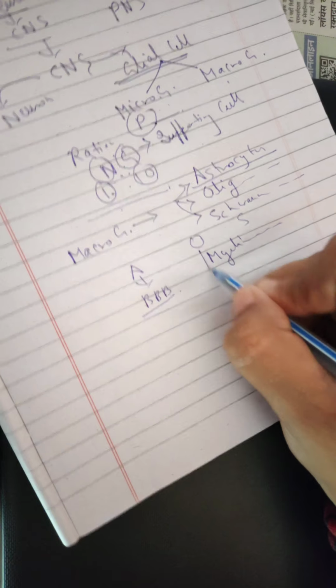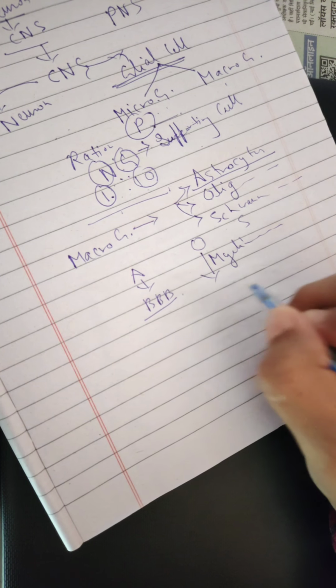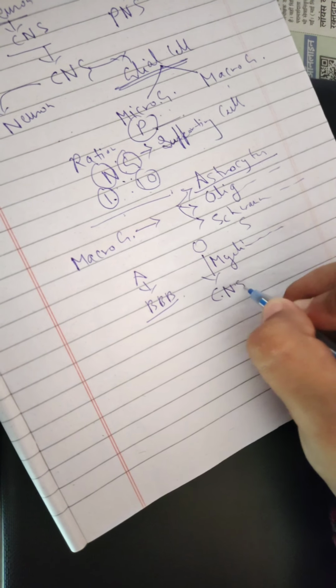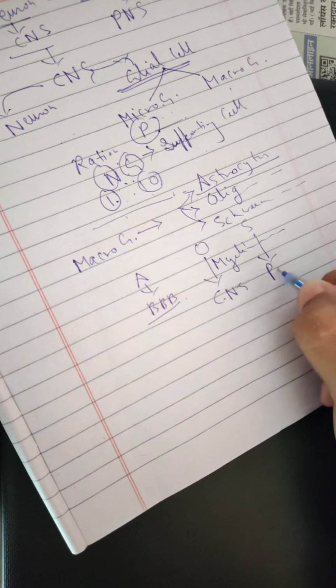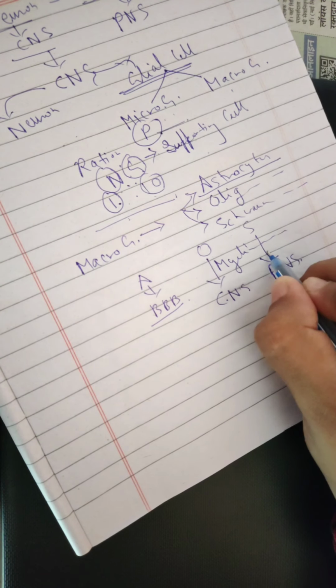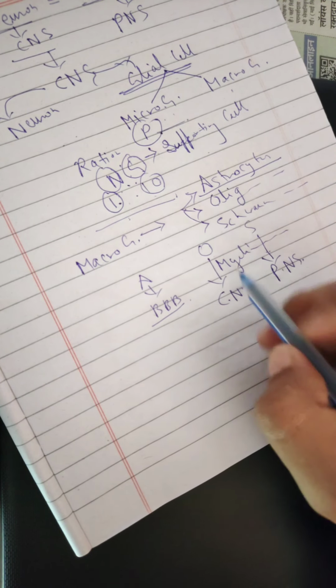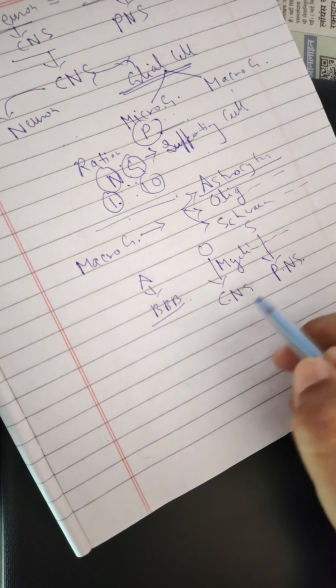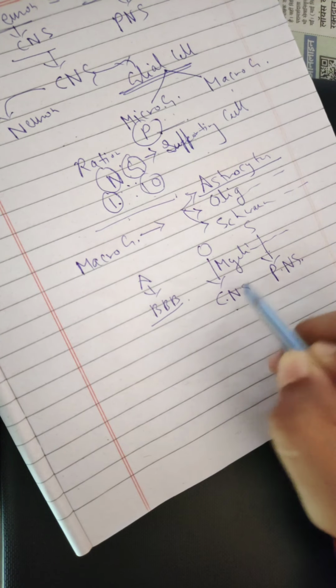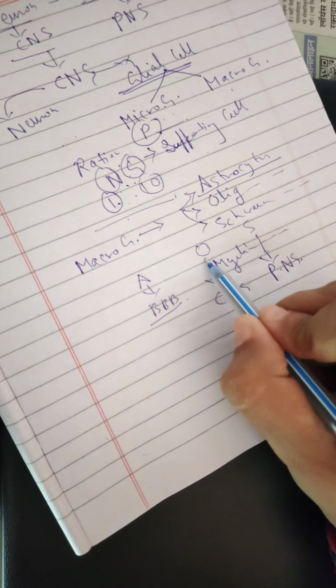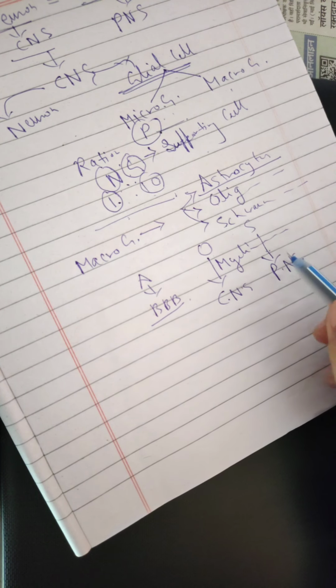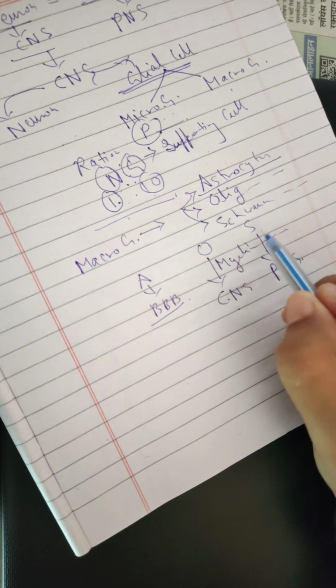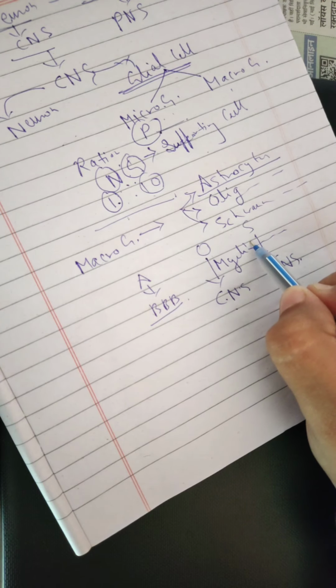But the difference is that oligodendrocyte is present in your central nervous system and Schwann cell is present in your peripheral nervous system. Both have the same function, myelin sheath formation. But if myelin formation occurs in your central nervous system, then we call that cell oligodendrocyte, and whenever there is myelin formation in the peripheral nervous system, then we call that cell a Schwann cell. It is the main difference.